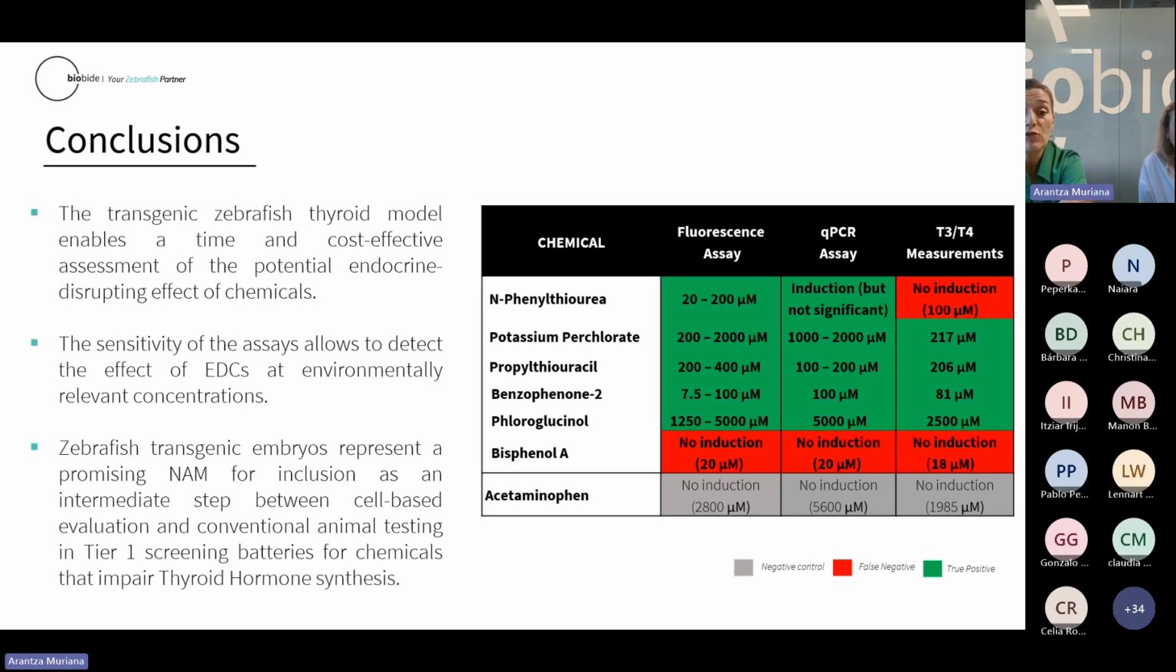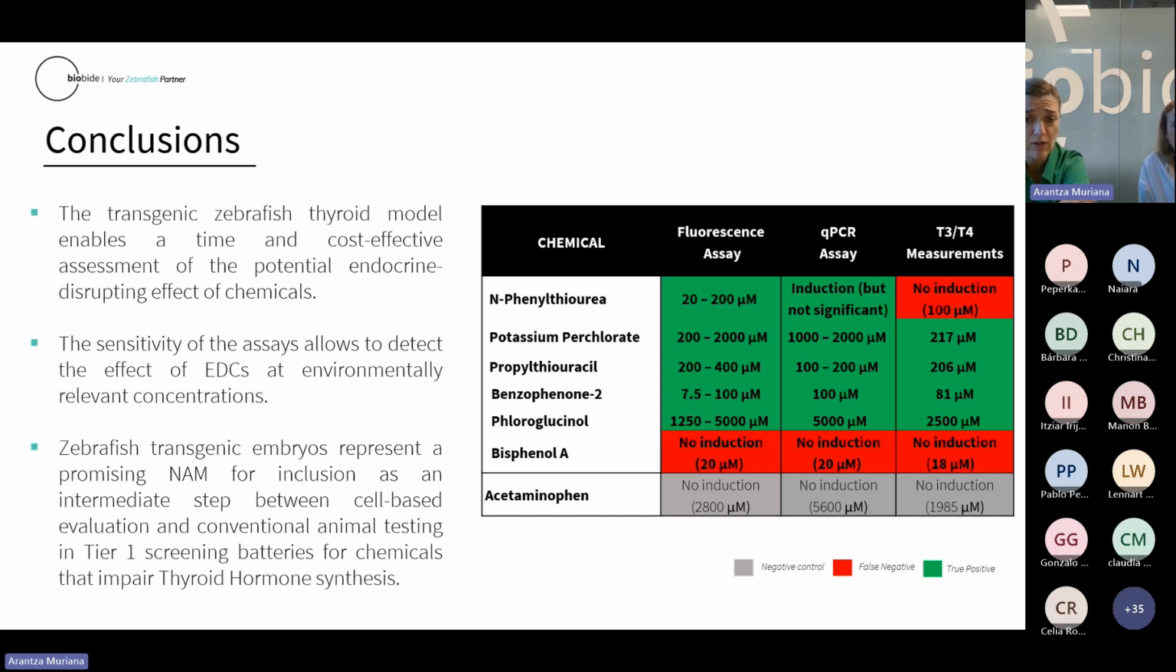And therefore, zebrafish transgenic models such as the one we use for the thyroid inhibition, but also others such as the one that is already validated by the OECD 250 guideline for transgenic pathways, represent a promising new alternative methodology for inclusion as an intermediate step between cell-based evaluations and conventional animal testing in tier 1 screening batteries for chemicals that impair thyroid hormone synthesis or other endocrine disruption synthesis impairments.